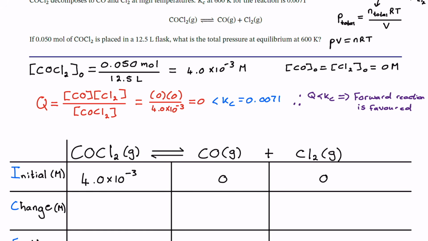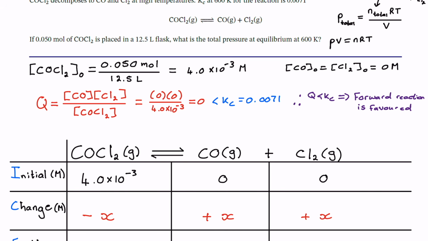Right, until equilibrium is reached. So that means we will need to decrease our reactant concentrations and increase our product concentrations. There's no stoichiometry to worry about, so everything is 1 to 1 to 1. All right, so that gives us at equilibrium, the concentration for carbonyl chloride will be 4 times 10 to the negative 3 minus x. For carbon monoxide, it's going to be x, and chlorine gas, it will be x.